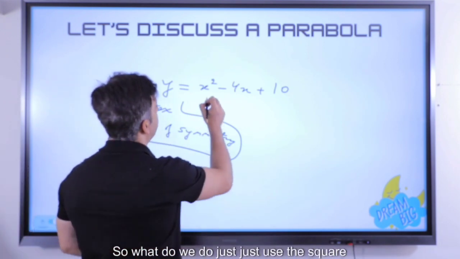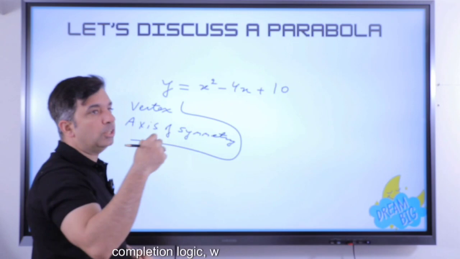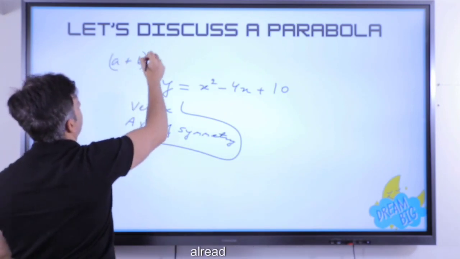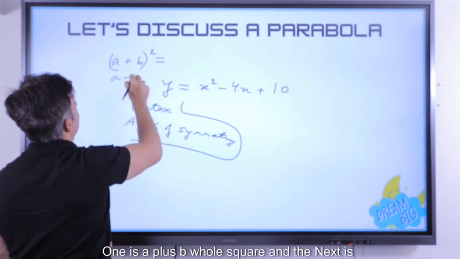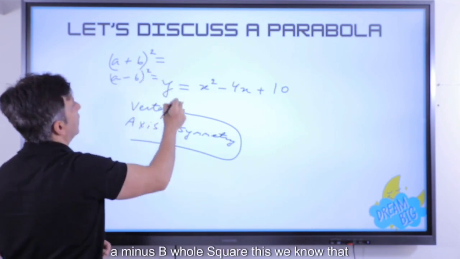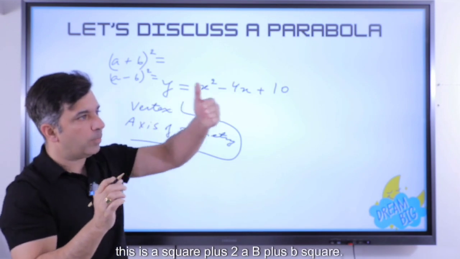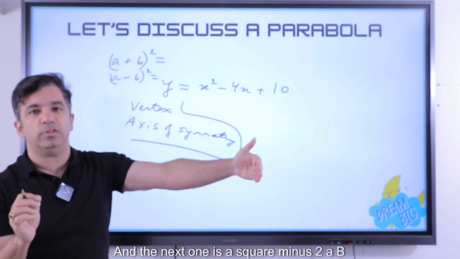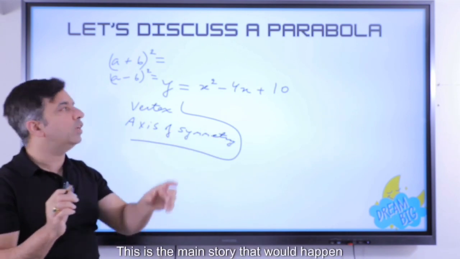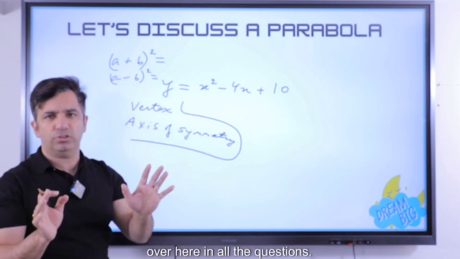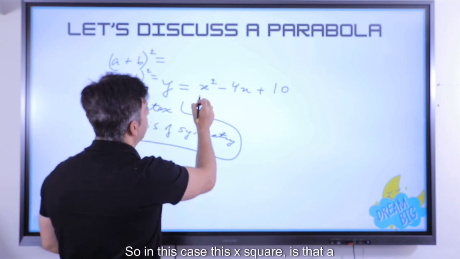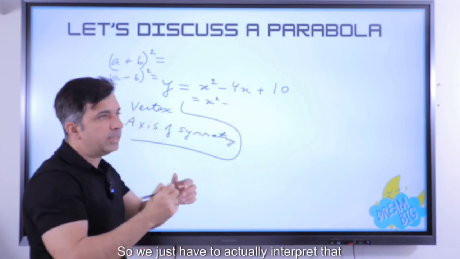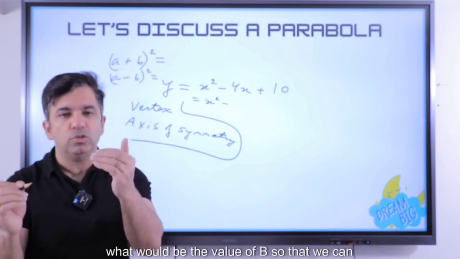So what do we do? Just use the square completion logic which we already know. The two formulas we already know are (a plus b) whole square and (a minus b) whole square. We know that this is a square plus 2ab plus b square, and the next one is a square minus 2ab plus b square. This is the main story that would happen in all the questions. So in this case, this x square is that a square.